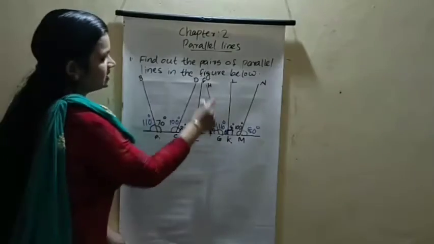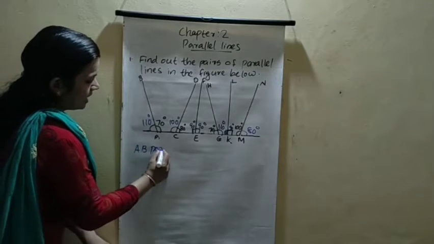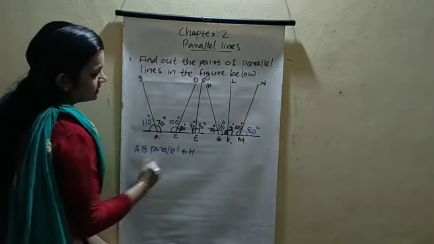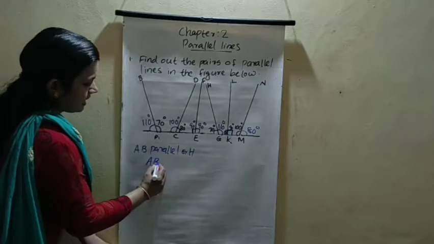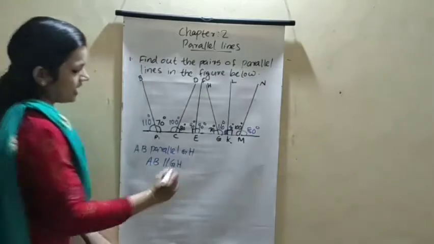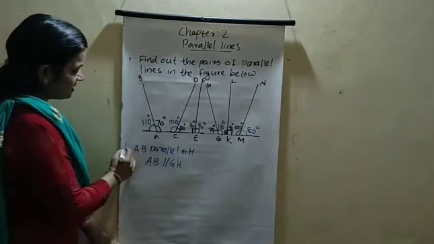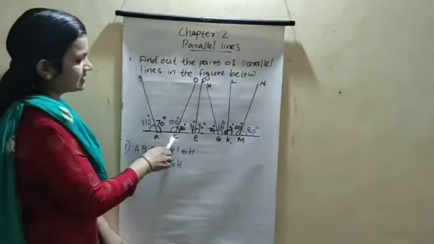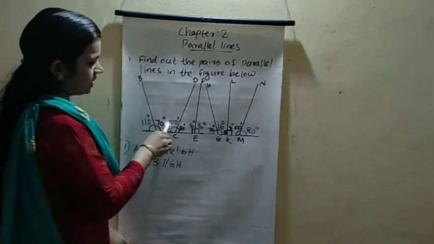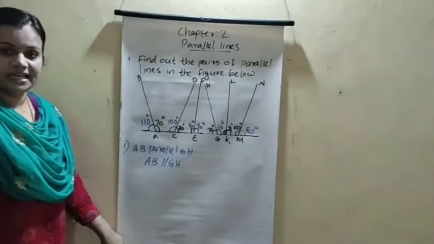AB parallel to GH. So we can write AB parallel to GH, using the symbol of parallel. This is the first pair. What is the second pair? CD parallel to MN, because we got 100 degrees and 80 degrees, and this is also 100 degrees and 80 degrees.